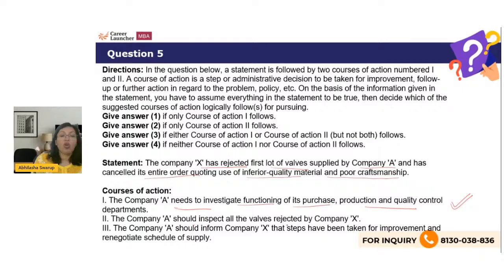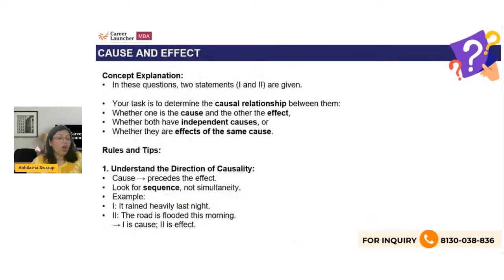Company A should inspect all the valves rejected by company X. Well, yes, why not? That also makes sense. And company A should inform company X that, but this will probably not happen. Okay, so 1 and 2 definitely are valid courses of action. So 1 and 2 both. Okay. All right, let's go to the next topic, cause and effect.